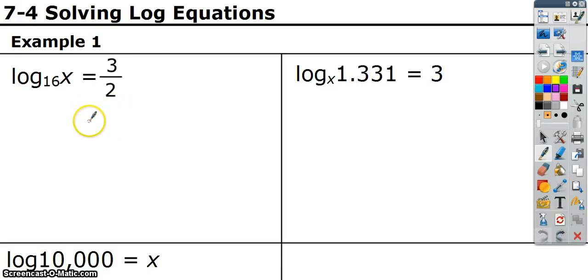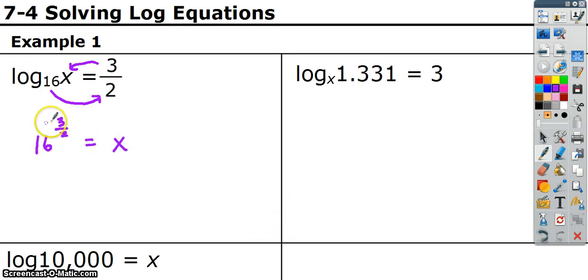All right, now we're going to solve some log equations. The first type we're going to do is the simplest, where it's just a log set equal to a number. We can use our little reverse spiral method and convert it to an exponential problem and then solve from there. So this one we've got 16 to the 3 halves equals x.